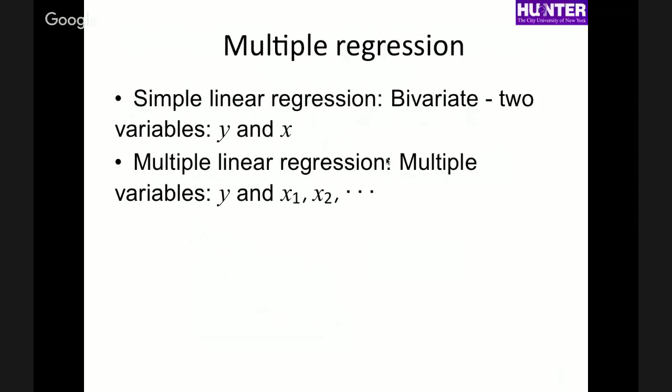Multiple regression can incorporate all of these. It's just the general case where you have one response variable and multiple predictors or independent variables. And those independent variables can be any of the types that we've covered. And the response variable can be any of those types as well.